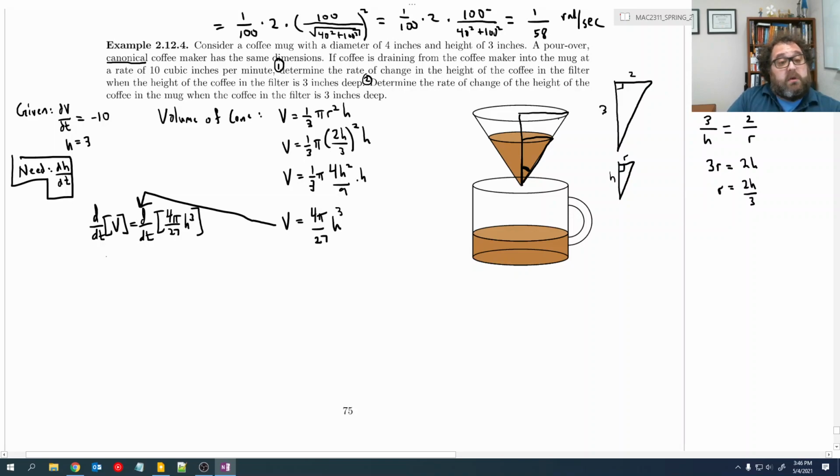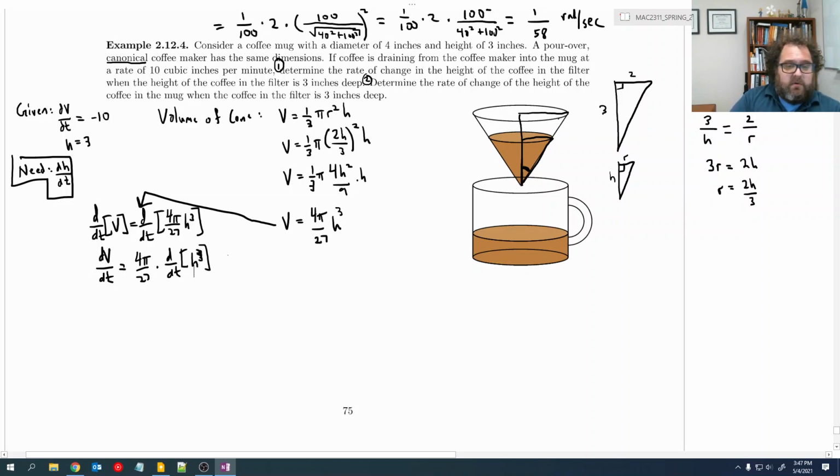Of course, the derivative of v, which is like v to the first power, with respect to time is just dv/dt. Nothing crazy there. Now notice I have a constant multiple on the right-hand side, so I can factor out a 4 pi over 27 times the derivative with respect to t of the variable portion, h cubed.